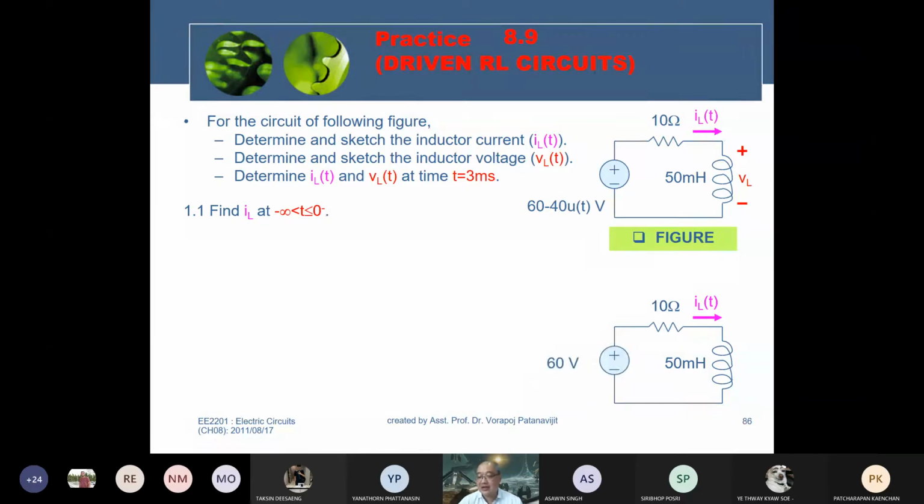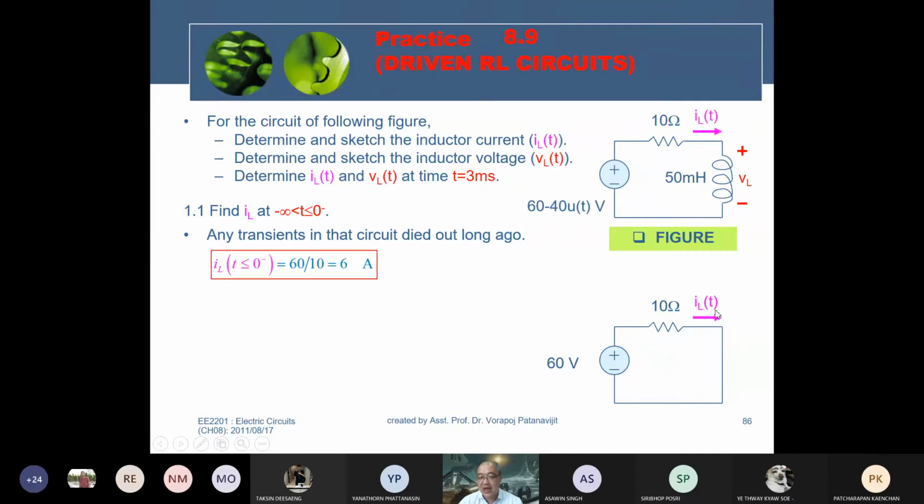This source is already charging the inductor until it is fully charged. If it is fully charged, it performs like a short circuit. Any transient in the circuit died out long ago, revealing a pure DC circuit, and the inductor performs like a short circuit. If it's a short circuit, you can see that the original circuit in this figure will be simplified a lot. Therefore, the circuit will comprise a single voltage source and a single resistor.